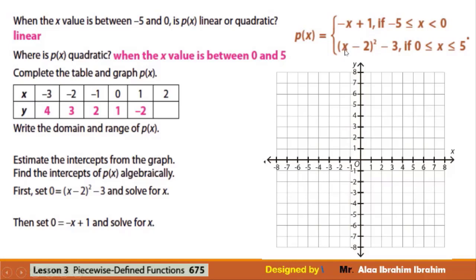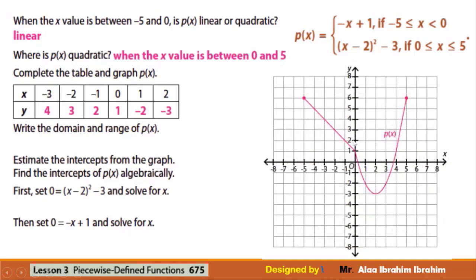Then 2, I replace it here also because 2 is between 0 and 5. Write the domain and range. So now we have to complete this. This is my graph. I make all of this. I can make it together.